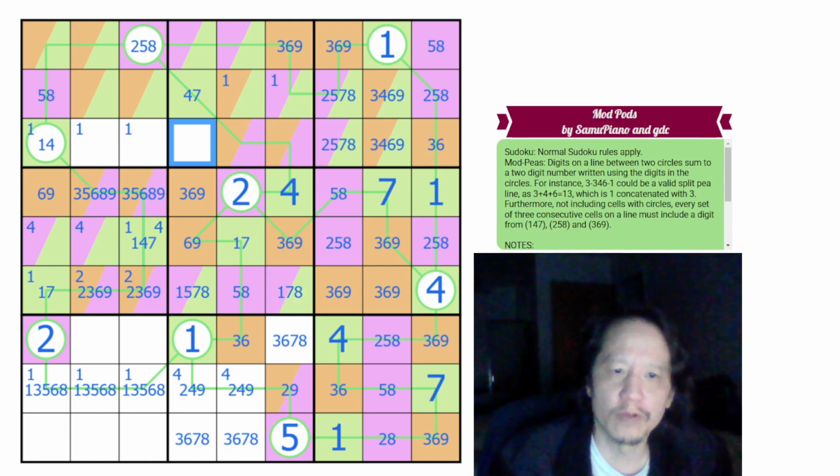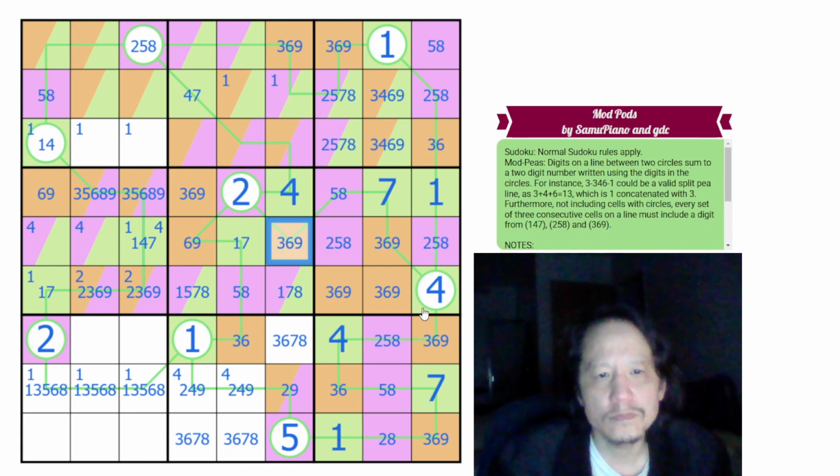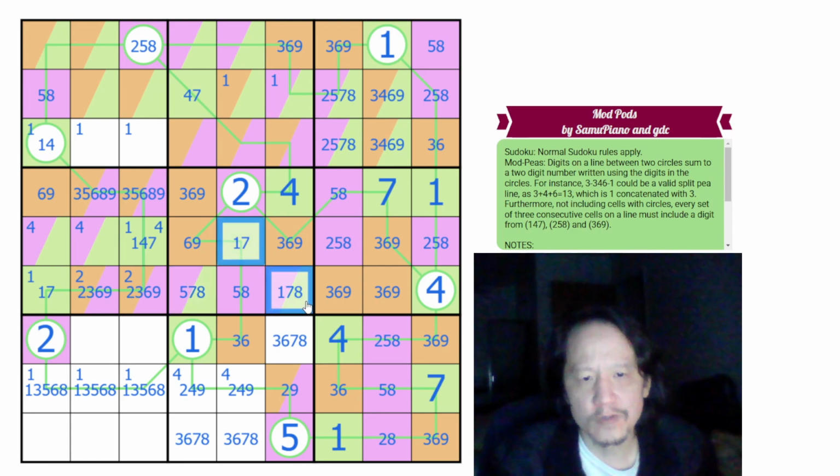This is not green, so this is orange or pink. We already have 1 here. Yeah, we just are not sure about this one. So this can't be 1, obviously. So one of these 2 is 1.